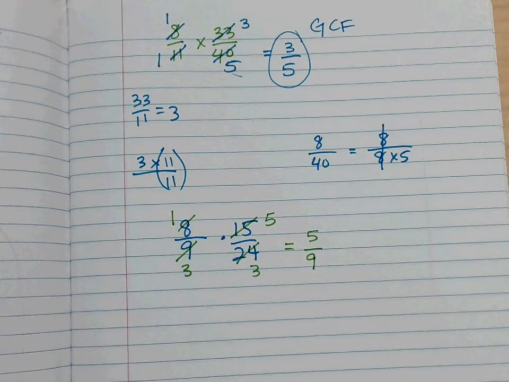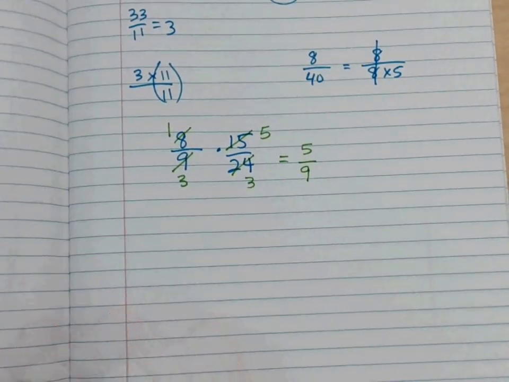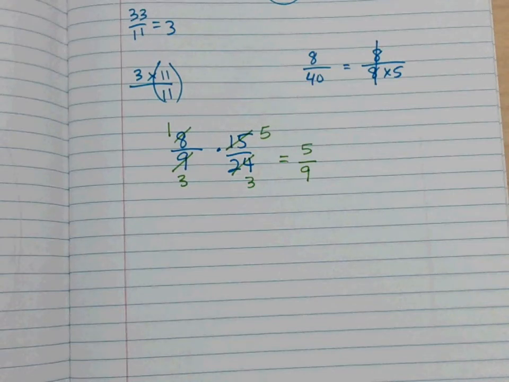Okay? Now, if you have mixed numbers and you're going to multiply them, you do have to change them first to improper fractions. Okay, so here's a problem.